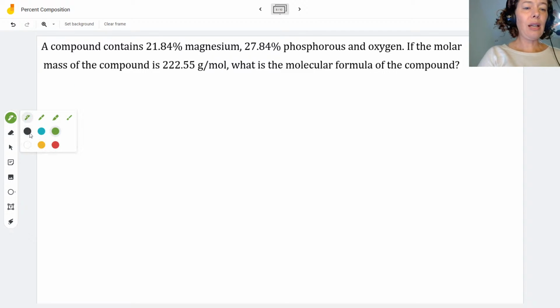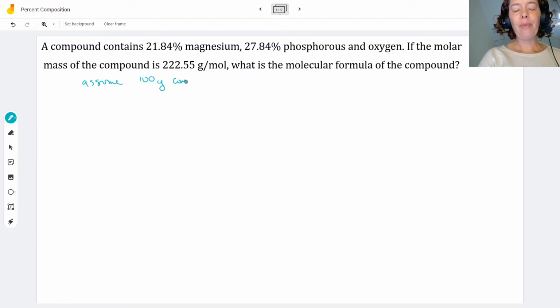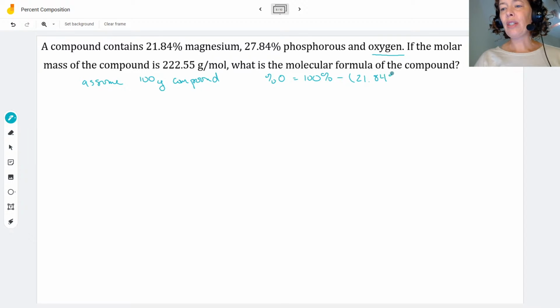So let's, as we have done before, assume 100 grams of compound. And let's go ahead and get our percentage of oxygen. You can see they only gave us our percentage of magnesium and phosphorus, so we need to calculate that percentage of oxygen. And that is pretty easy. It's just going to be 100% minus the sum of our other 2 percentages, 21.84% plus 27.84%. And so our percent oxygen is 50.32%.